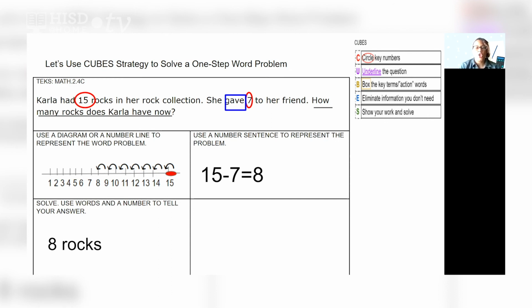And remember, when you're showing your work, you are showing me more than one way to get the answer. So you're giving me an illustration, a number sentence, and using numbers and words to tell your answer. Are you ready for your independent work? Come on, you can do it.